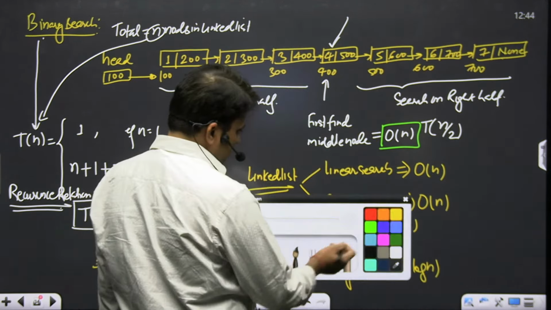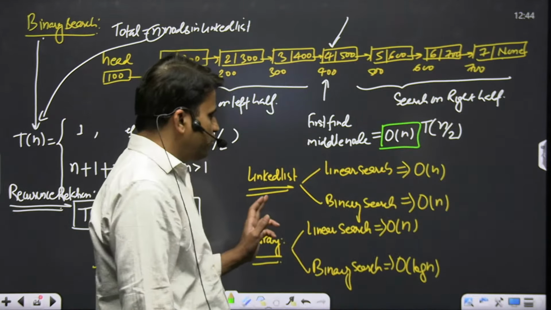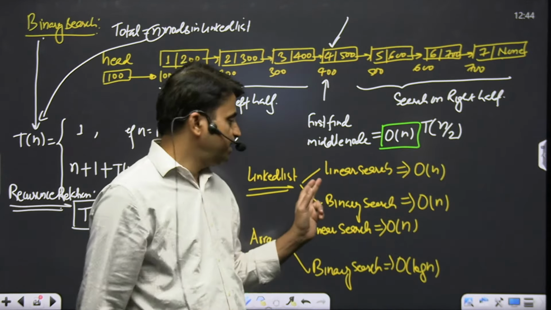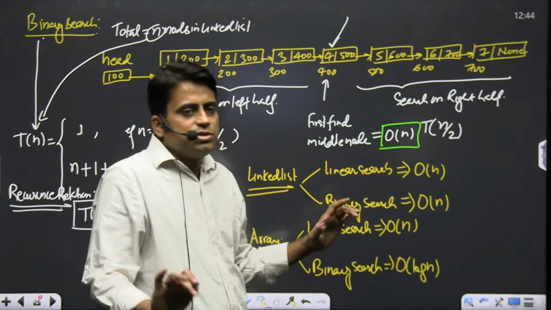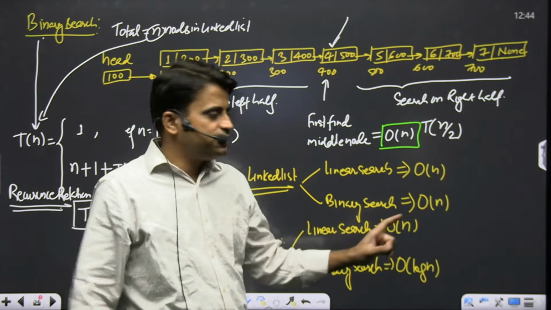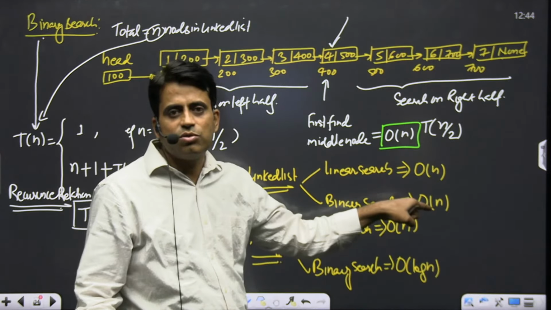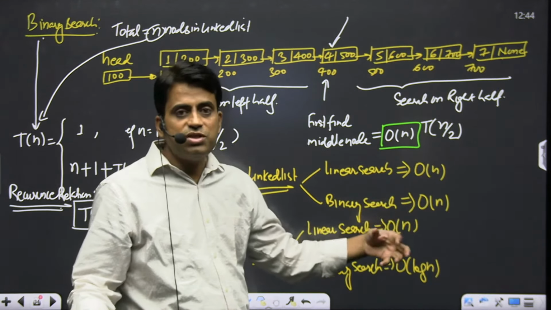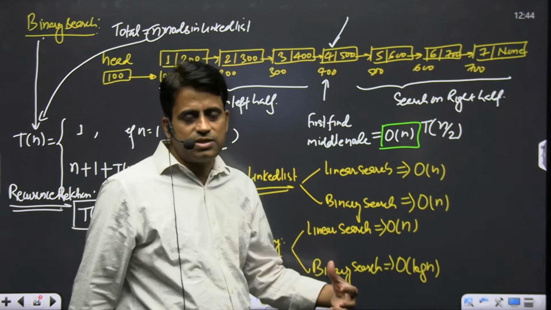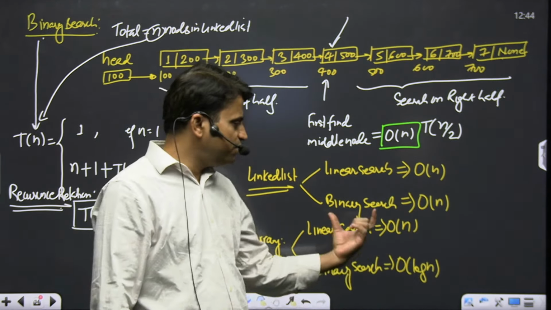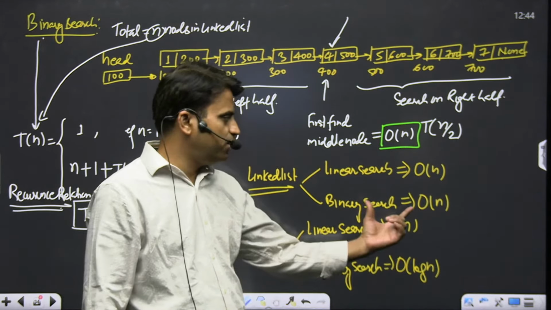Okay, so the conclusion of the story: if you apply binary search on a linked list, then there is no improvement. It is just like a linear search. Linear search is order of n, binary search is also order of n. But binary search code is complex. It is a recursive code. It takes resources of the system, right? Stack space. This is very complicated. Overhead cost will be added, right?